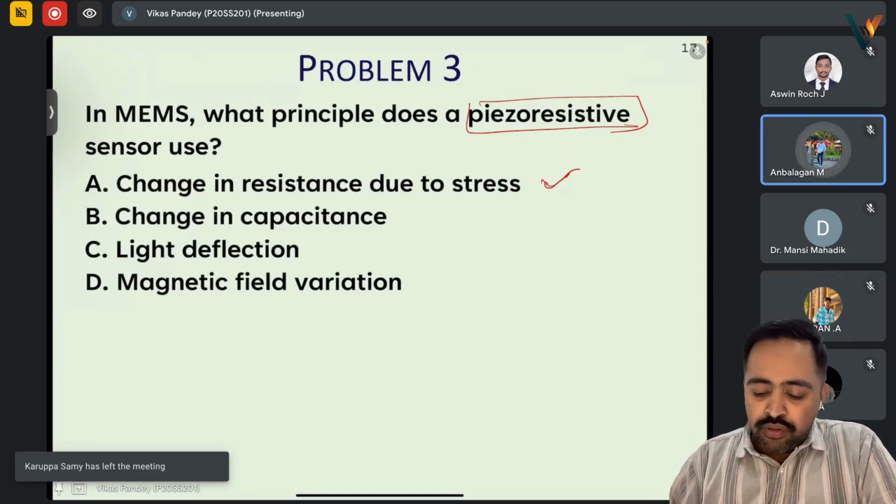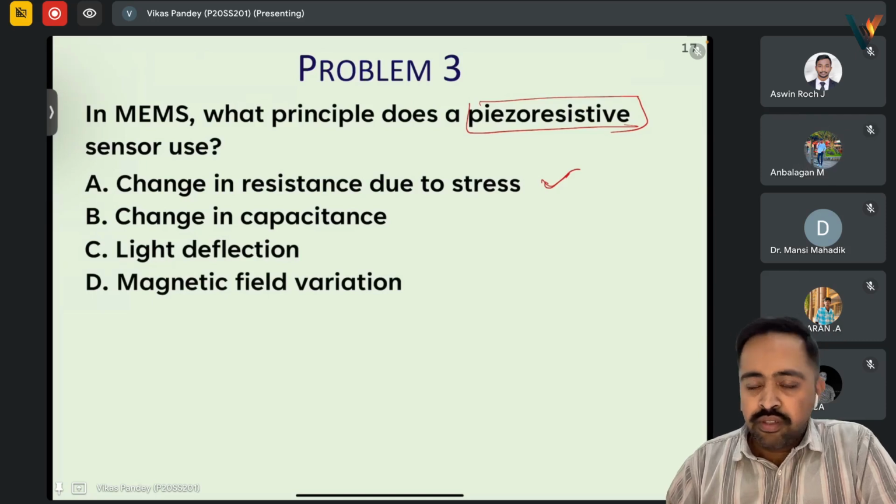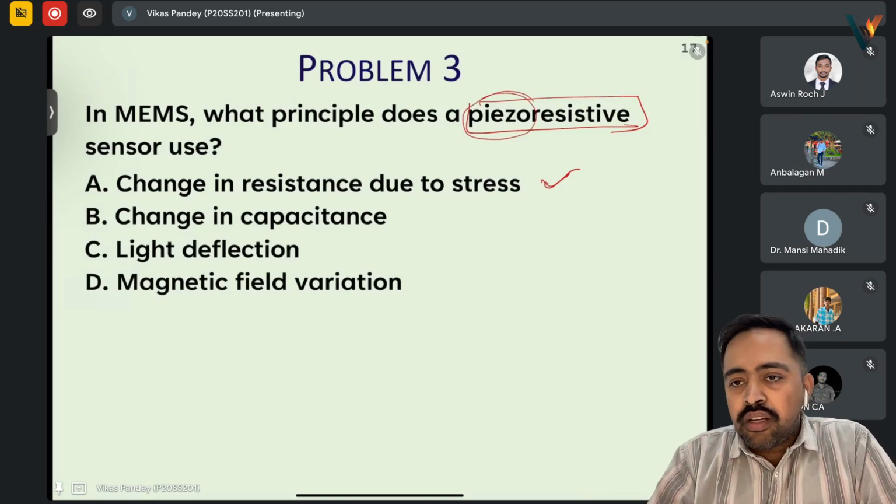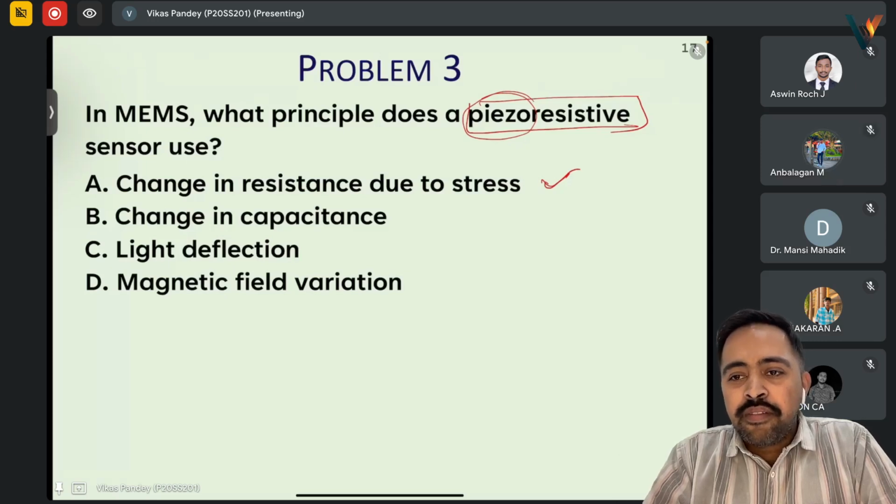So, yes, good. Anbalangam, you are also saying something. You are not clearly audible, sorry. Yes, please speak. Hello, you are muted. Unmute and speak.